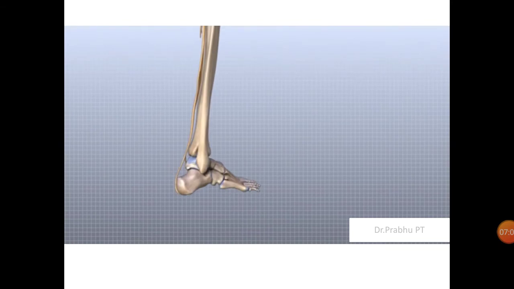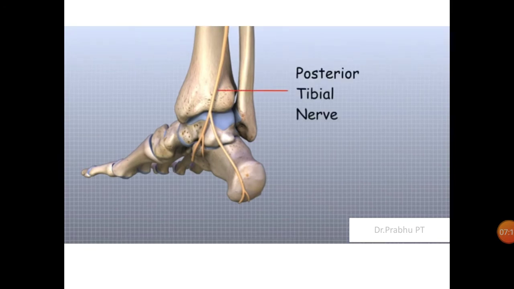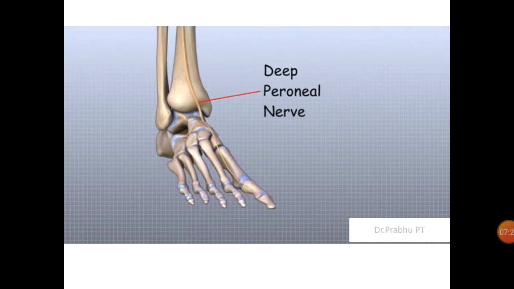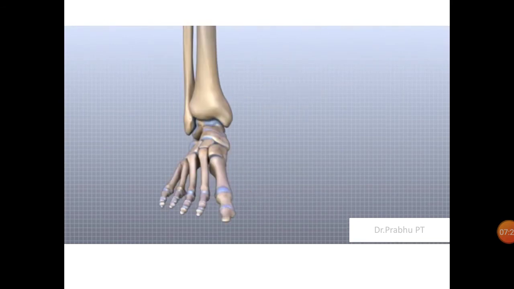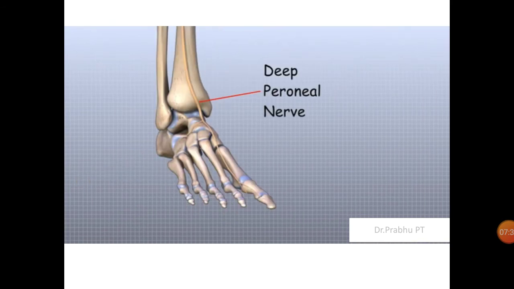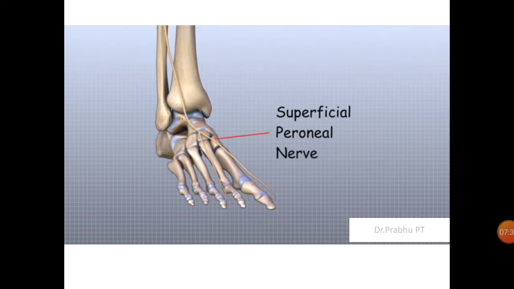Next we see the nerves over here. On the back side you can see the posterior tibial nerve. Look at the posterior tibial nerve. It supplies the muscles around the posterior part and also the ankle and the foot. And then now we move to the anterior side. You can see the deep peroneal nerve. So on the back side you can see the posterior tibial nerve, and on the anterior side you can see the deep peroneal nerve. And also on the anterior side you can see the superficial peroneal nerve.